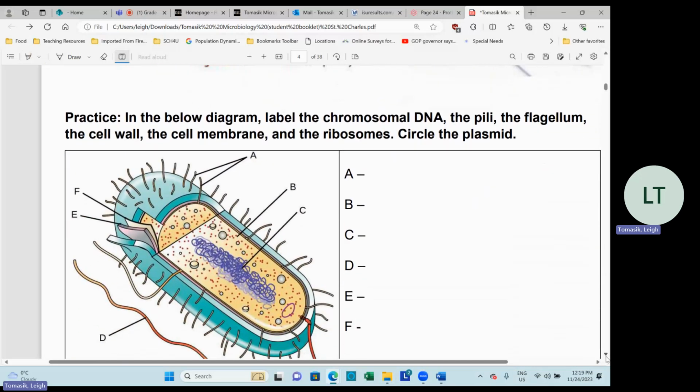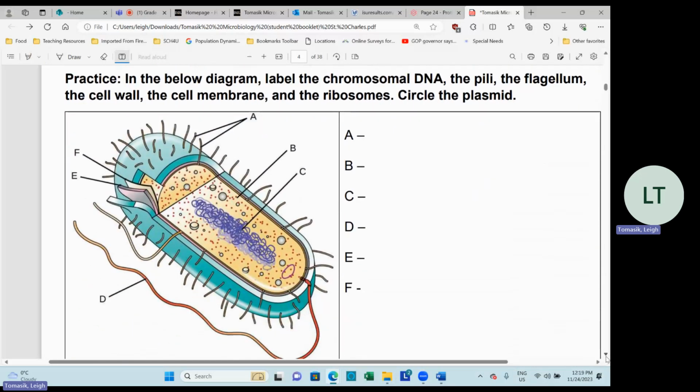It says in the below diagram, label the chromosomal DNA, the pili, the flagellum, the cell wall, the cell membrane, and the ribosomes. And then we're going to circle the plasmid. Take a moment and pause the video and see if you can fill them all in. Okay. So hopefully you took a moment and you paused the video and you filled them all in. So here are the answers.